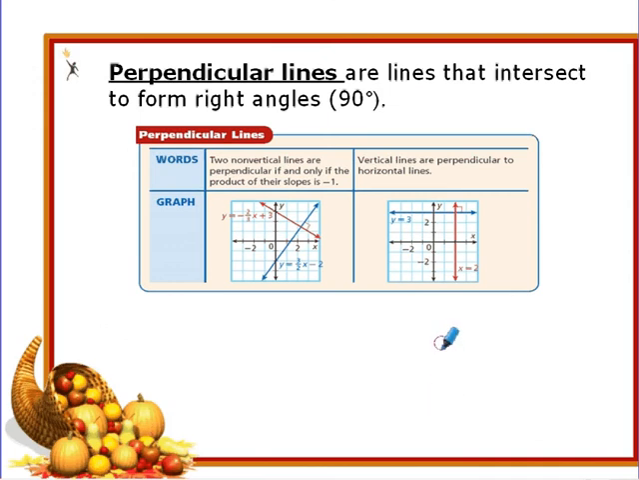Now let's look at perpendicular lines. Perpendicular lines make a right angle to each other. Those are perpendicular lines. You know you've got a right angle when you've got that little square drawn in the corner. Okay? So if you've got non-vertical lines, they're perpendicular if you multiply together their slopes and get -1. Don't worry about that, we're going to talk about that in a second. And vertical lines are perpendicular to horizontal lines. There's a horizontal, there's a vertical. Those two are perpendicular to each other.